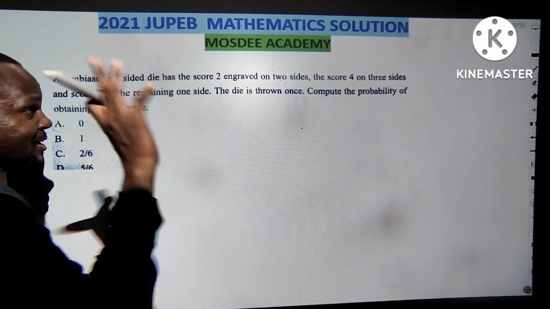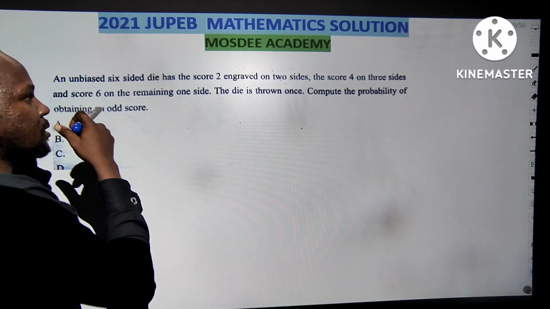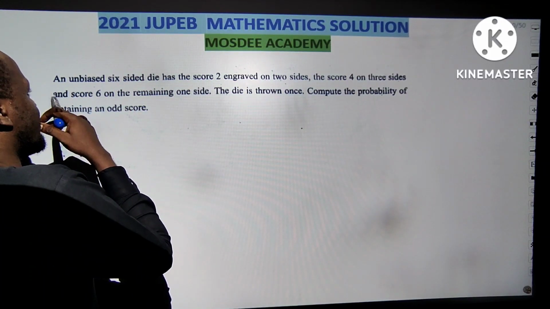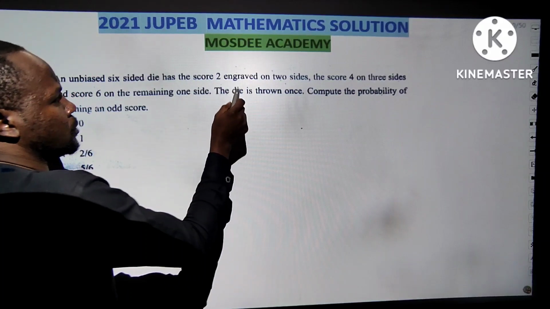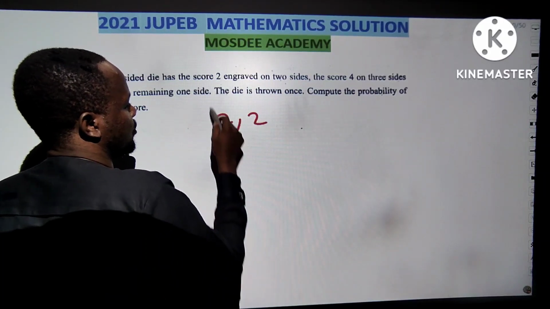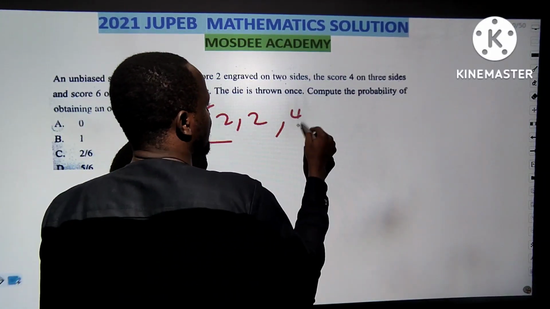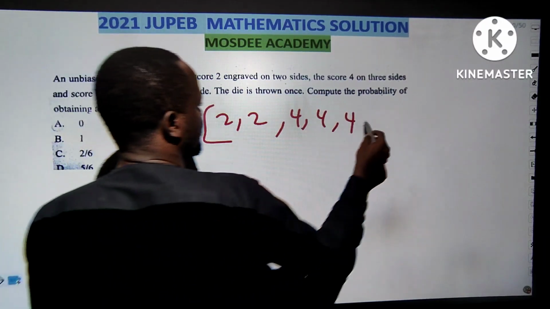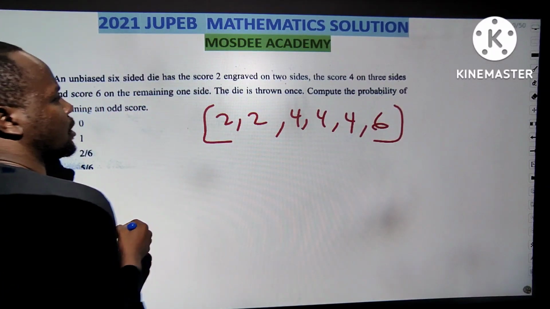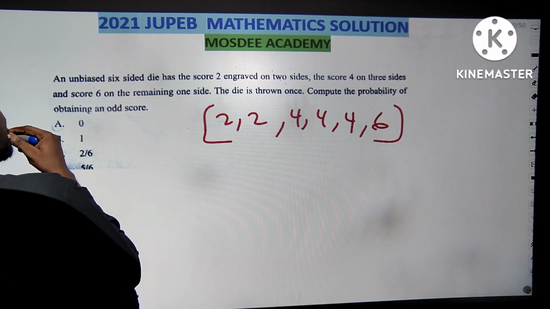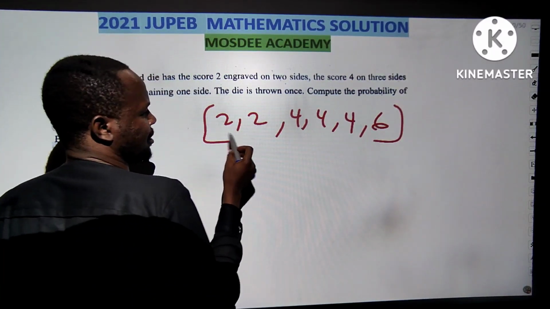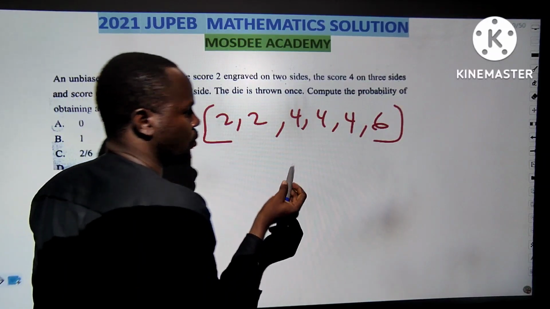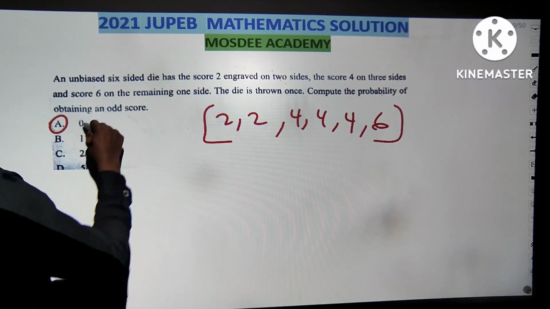The last question, I still have 2 questions I have to check. So, an unbiased 6-sided die has 2 engraved on the 2 sides, 4 on the 3 sides, 4, 4, 4, and 6 on the remaining 1 side. I think it's like the other one. It is shown once. Compute the probability of obtaining odd scores. Why are the odd, guys? Odd number. Is there any odd number here? No odd number. 0, 0, 0.